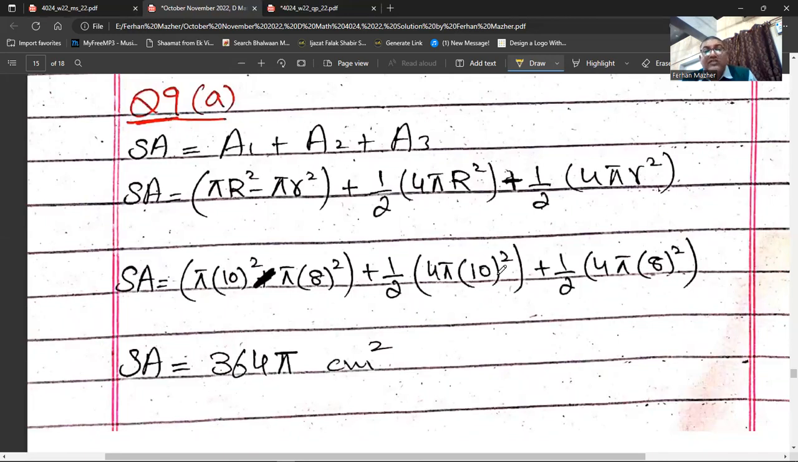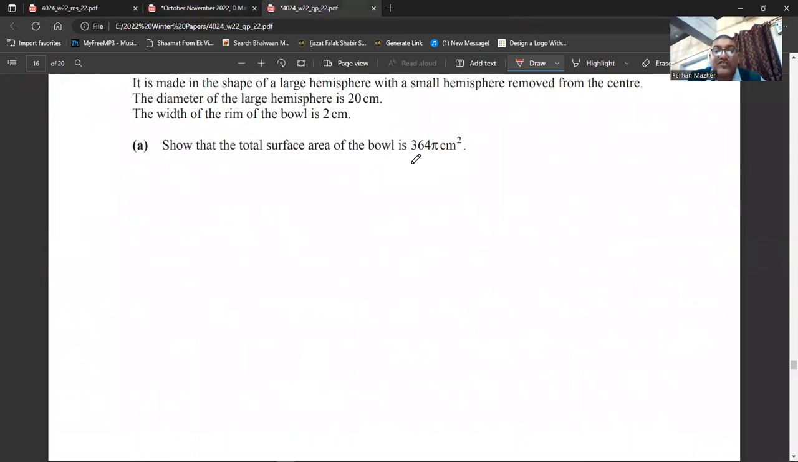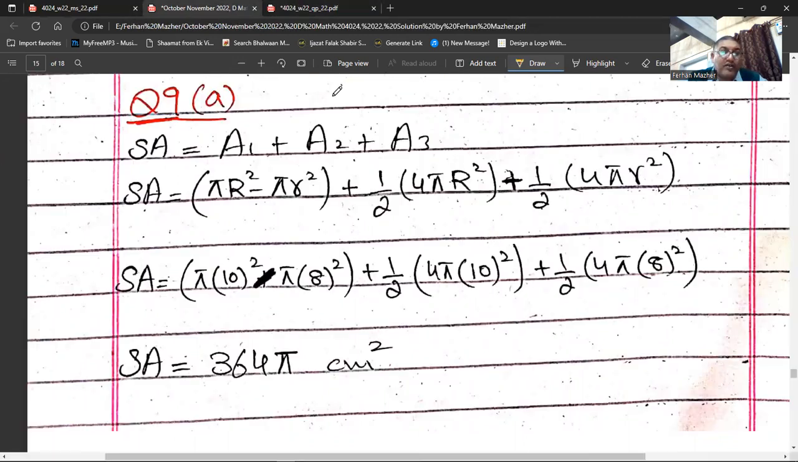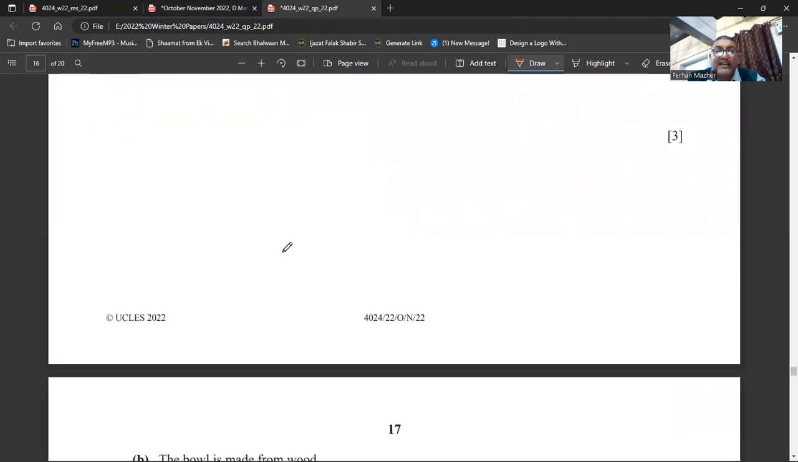So when you do this on the calculator, this will be 100 pi minus 64 pi, and this will be 200 pi, and this will be I think 128 pi. And when you add them all up, you get 364 pi. So this is how you will show. This was what we were supposed to show. Okay, so I think our answer is right.